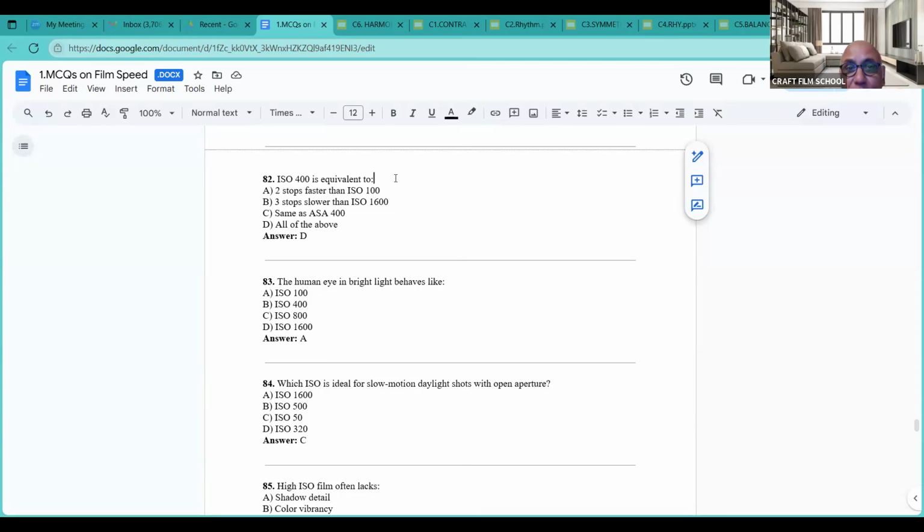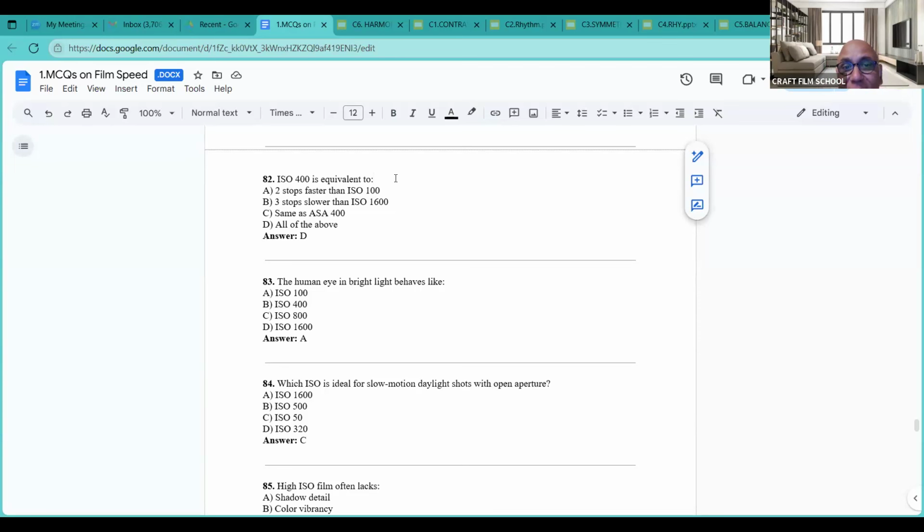Will it be equivalent to that? If I reframe the question, what is 2 stops faster than 100 ASA? 2 stops means 200, 400. Correct? A 2 stops faster film than 100 ASA film will be a 400 ASA film.